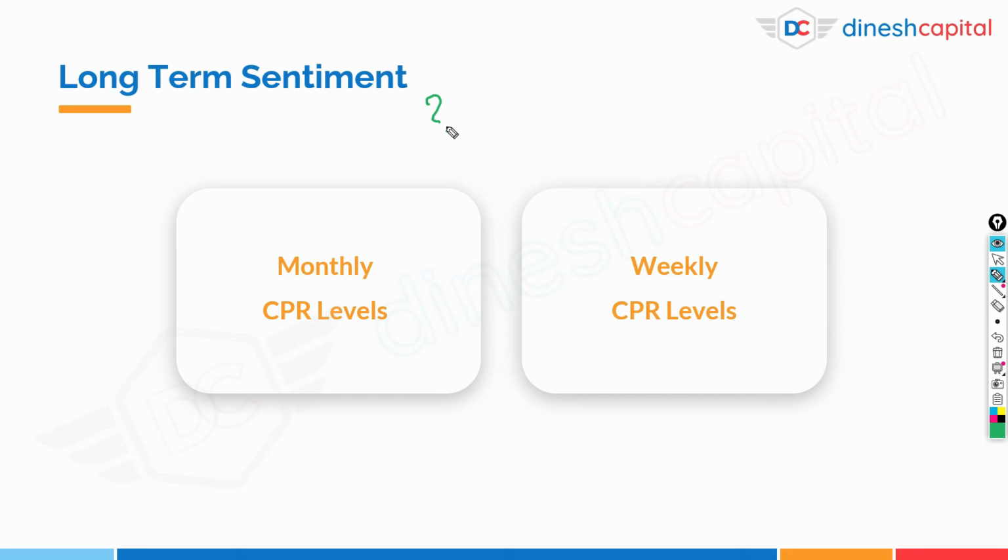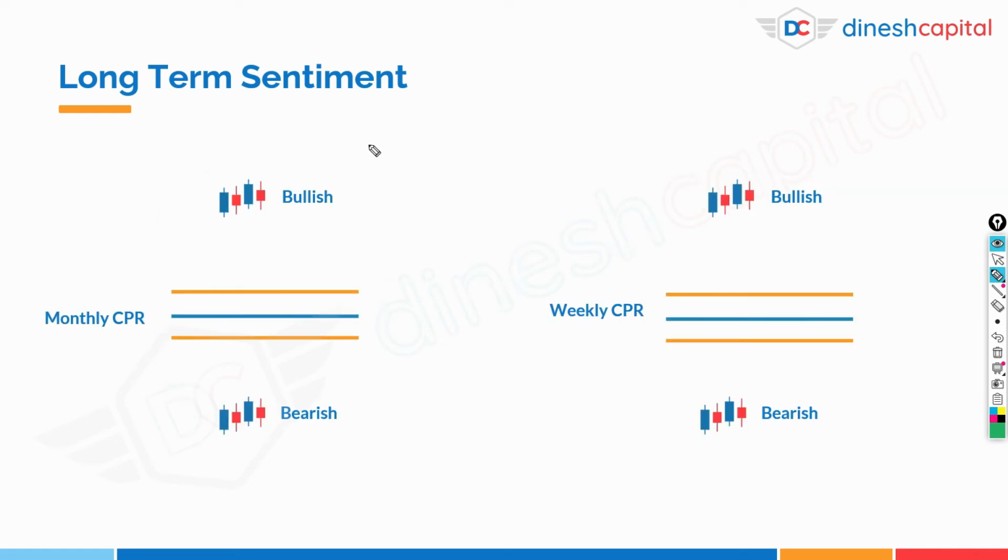Analyzing long-term sentiment can help us to understand the overall market conditions. It's like a bird's eye view from a distance to see what is happening in the market. Daily CPR can tell us about the market sentiment of the previous day. Ascending and descending CPR can tell us about the recent trend. And how to find the long-term sentiment? Simple, same kind of approach, just by seeing weekly and monthly CPR levels. Let's see how to use weekly and monthly CPR levels.